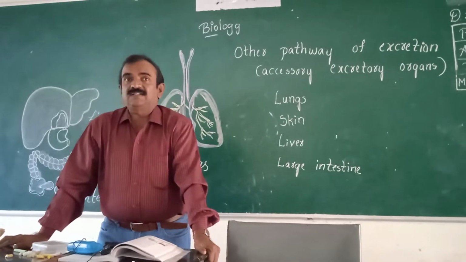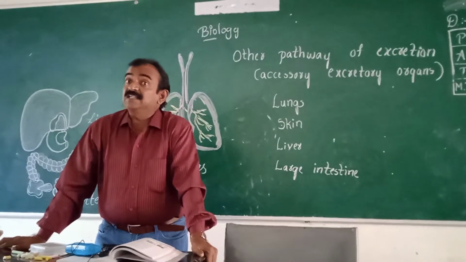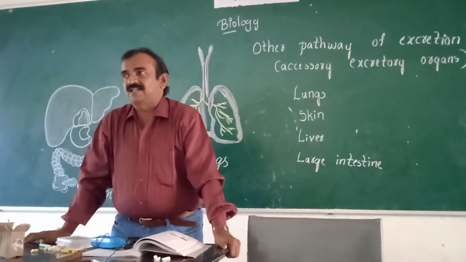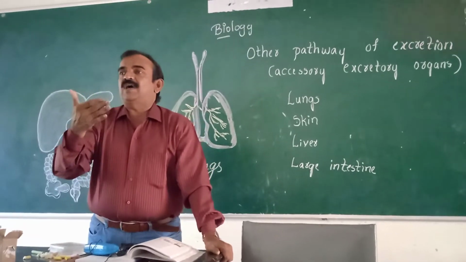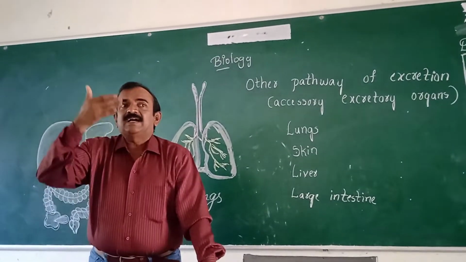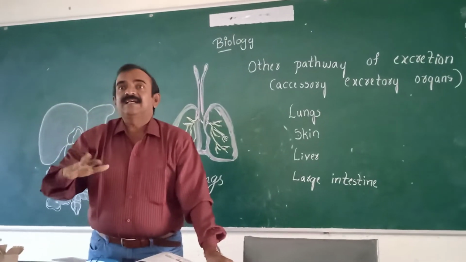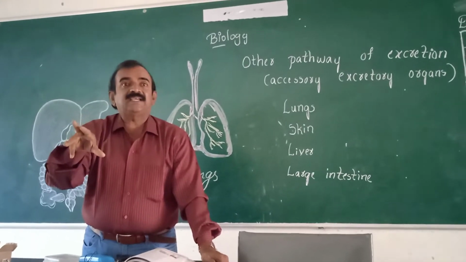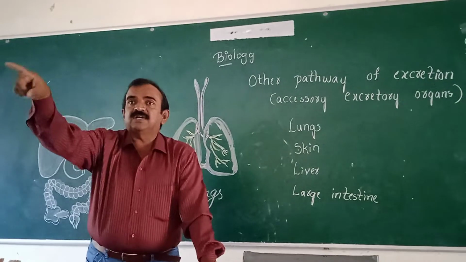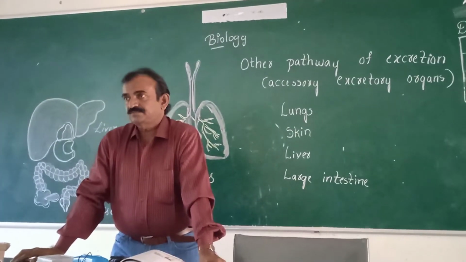How many lungs are present? Two lungs are present, and two lungs are useful for respiration, breathing. In addition to that, lungs are also helpful in removal of carbon dioxide and water. Suppose you keep a mirror in front of your nose, what do you observe? Presence of water film. A thin film of water is formed on the mirror. That means in addition to carbon dioxide, they are also helpful in removal of waste like carbon dioxide and water.